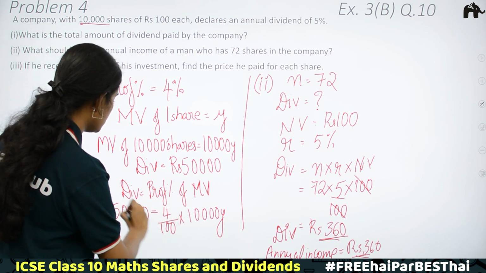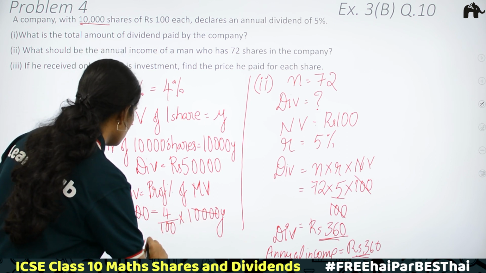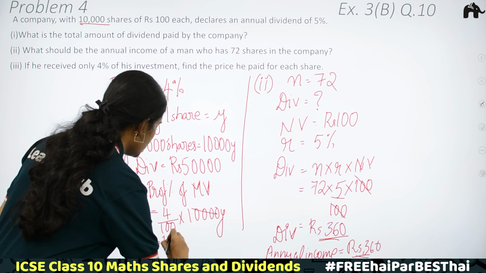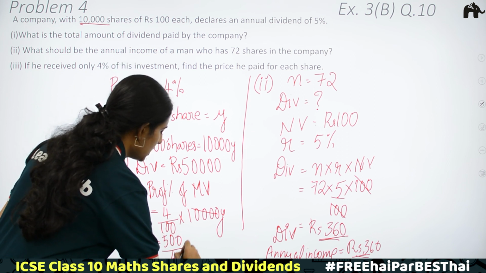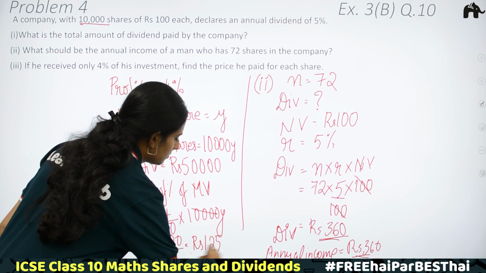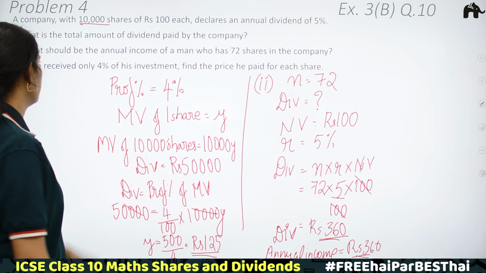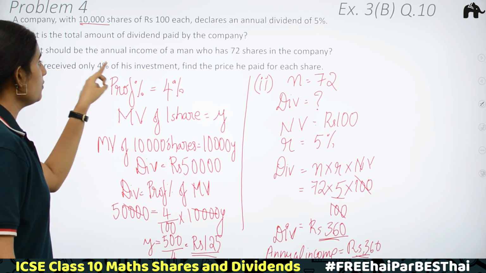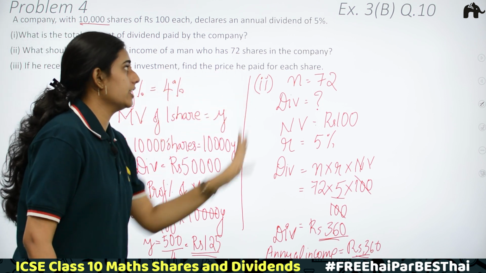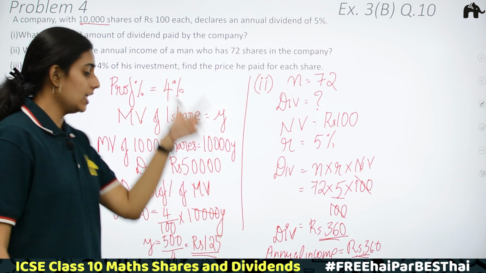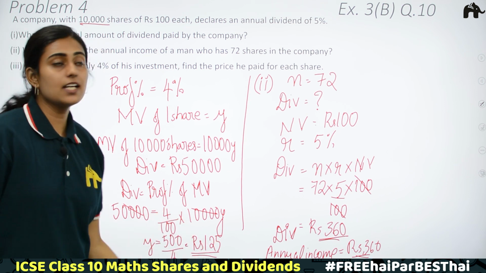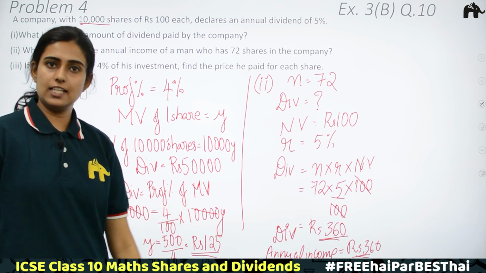You can cancel these zeros. What is the value of Y then? You will be getting 500 divided by 4, which is equal to rupees 125. If he received only 4% of his investment, find the price he paid for each share. The price he paid for each share is rupees 125. The value of Y gives us the amount he paid for each share. Clear?